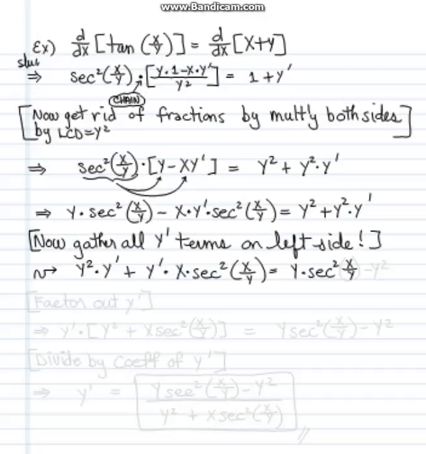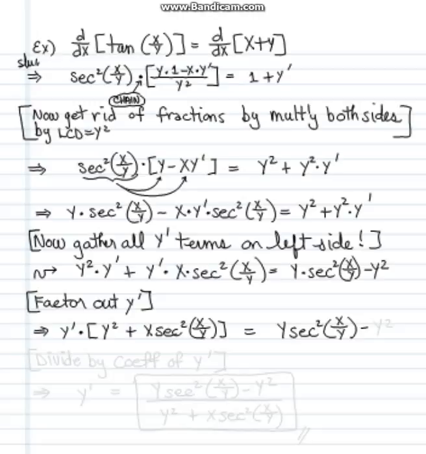The other side is everything that does not contain y prime. And now we're going to factor the y prime out of the terms on the left side. That's why we brought them all together. That's y prime times y squared plus x secant squared x over y. And on the other side, we just bring that stuff down.